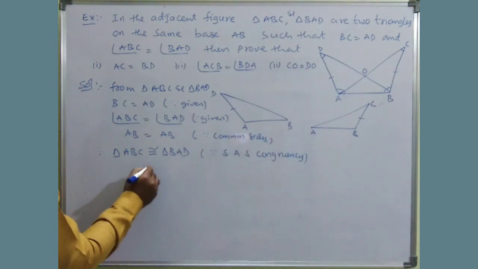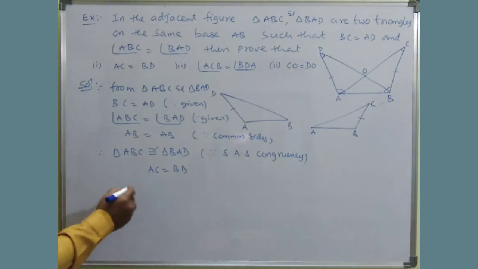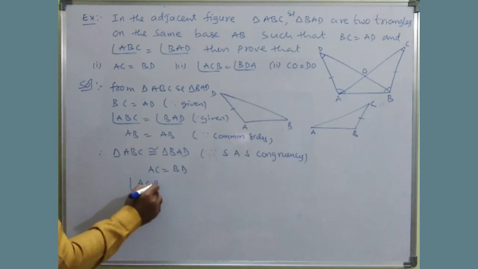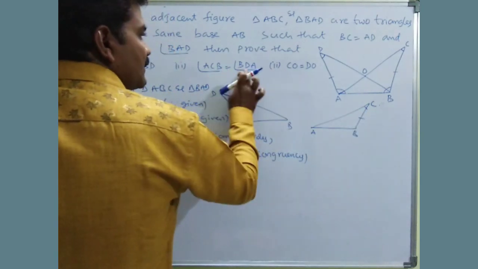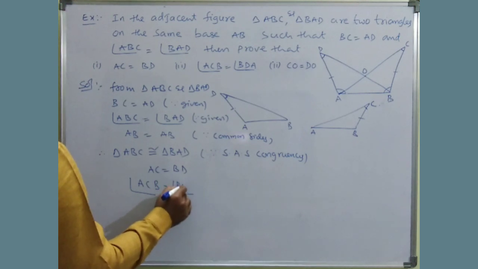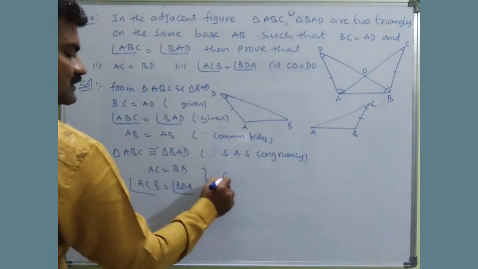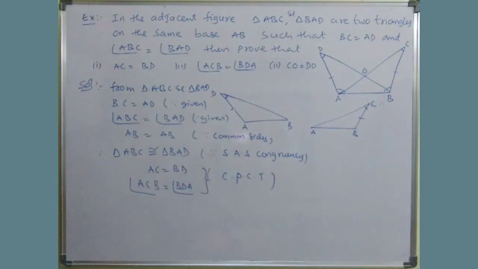What is that? AC is equal to BD. I can say that AC is equal to BD. And not only that, even angle ACB, this angle, the second one also we can prove here itself: angle BDA. Why? Because of CPCT, corresponding parts of congruent triangles. Finished. Now the concept is about the third one, CO and DO.